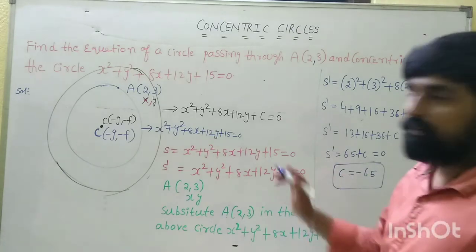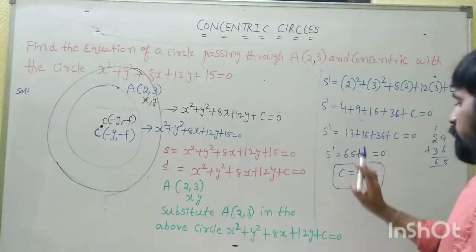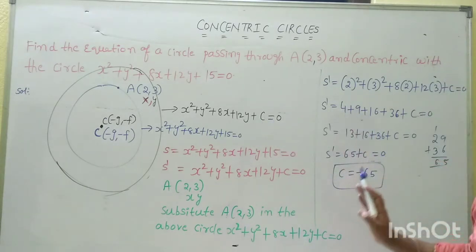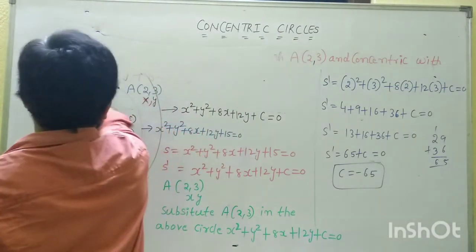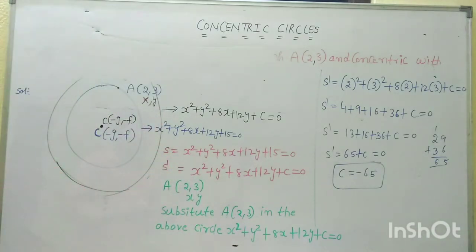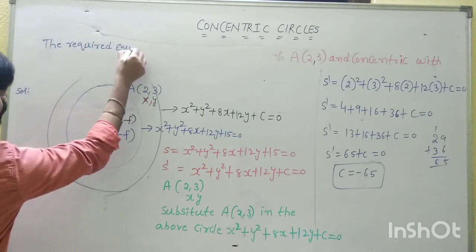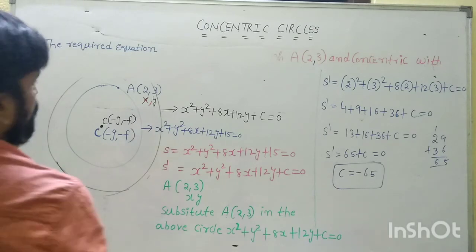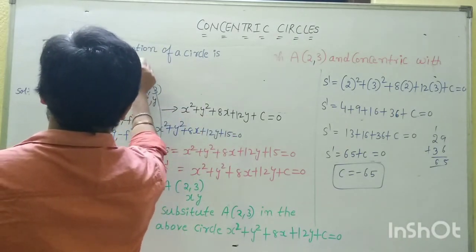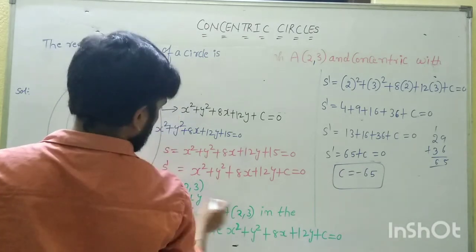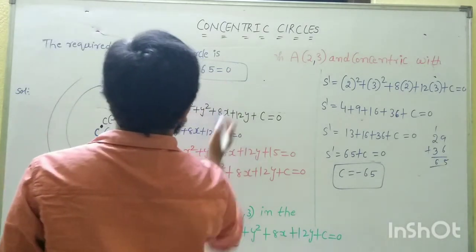Now, we want to find the equation of the circle passing through A(2, 3) and concentric with this circle. So we need to write the c value in this c place, then we will get the equation of the circle. The required equation of the circle is x square plus y square plus 8x plus 12y minus 65 equals 0. So this is the required equation of the circle.